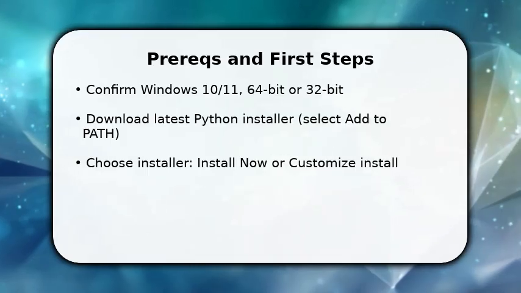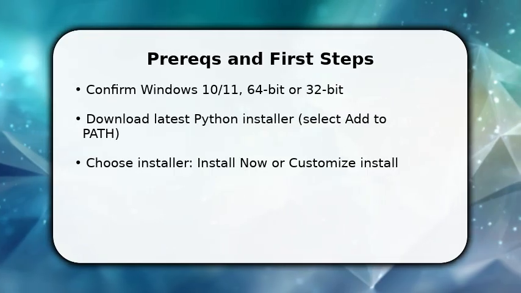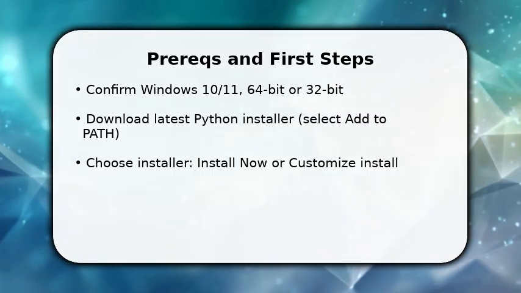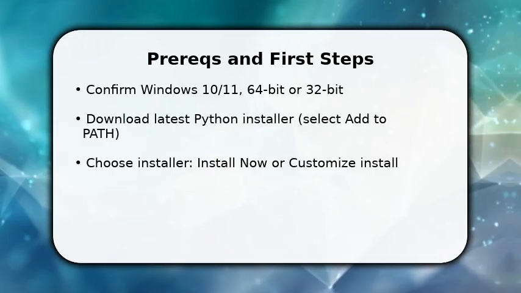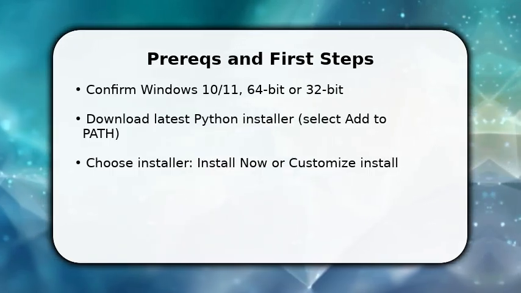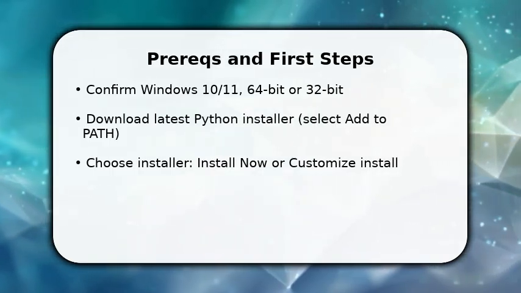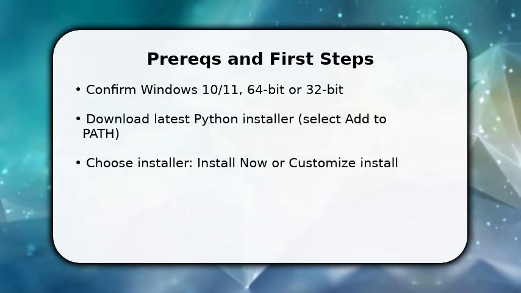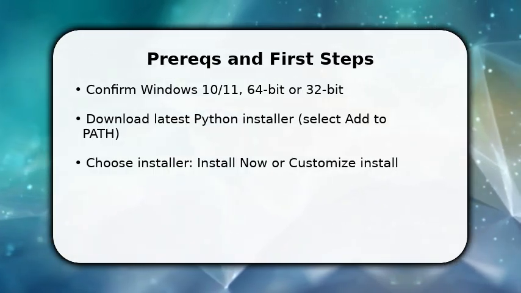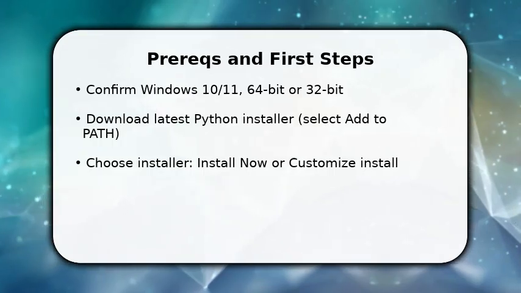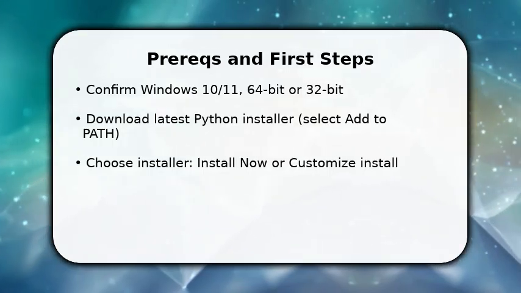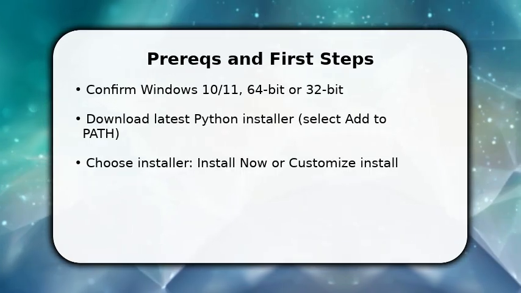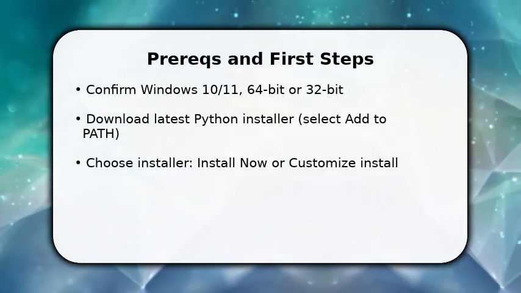You start by confirming your Windows version and bitness so you pick the right installer. Next, run the official Python installer and check Add to Path. This lets you run Python from PowerShell immediately. If you want control, choose Customize Install to include pip and documentation. Once done, open PowerShell and run python --version to verify. If you see a number, you're ready to proceed. This gets the runtime in place and avoids path headaches later.